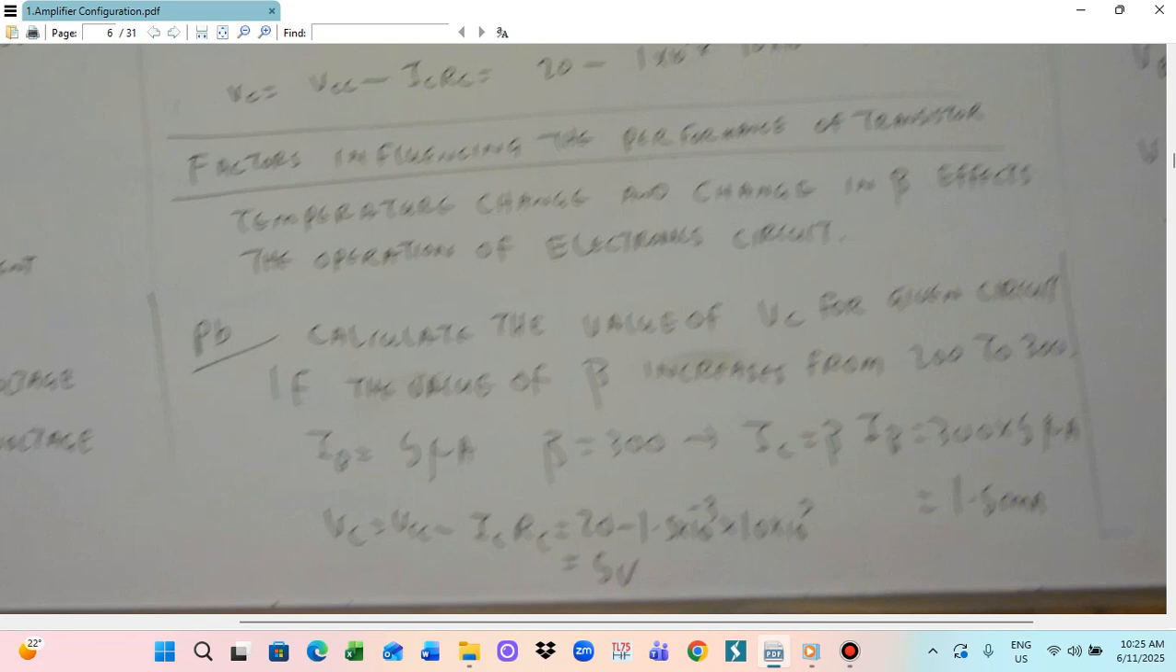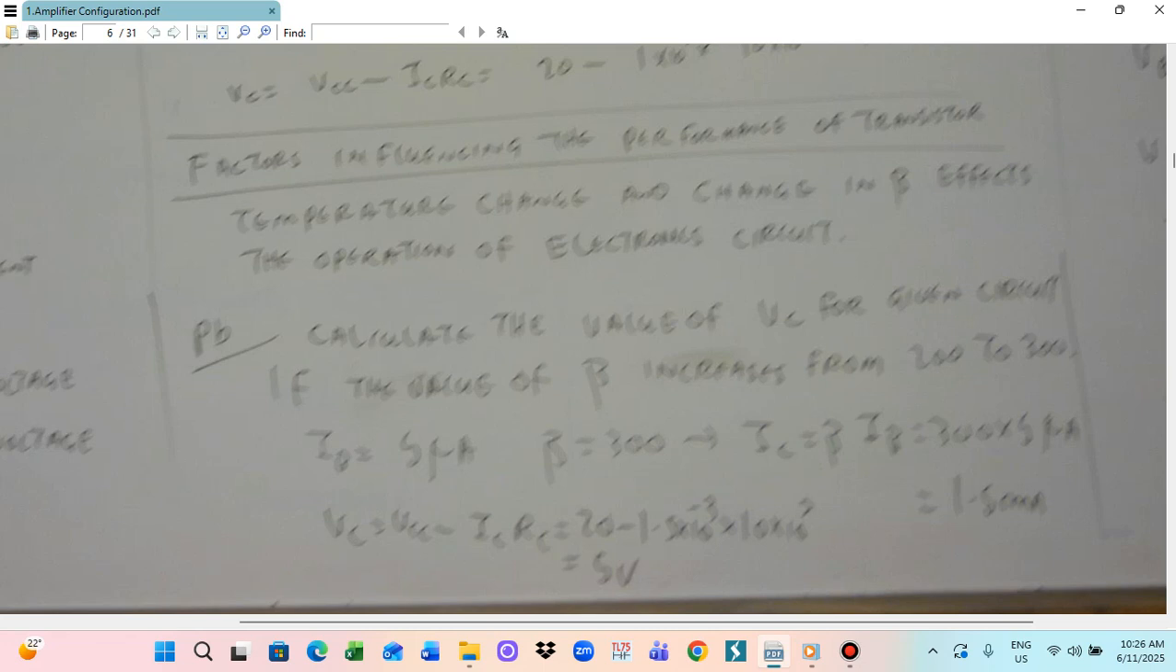The reason is the beta will be changing depending on the temperature. Therefore, when we are using electronic circuits and electronic equipment, we need to keep a constant temperature. This is why we have to use the air conditioning system. Where there are many electronic circuits, we have to utilize the air conditioning system to keep the temperature constant.